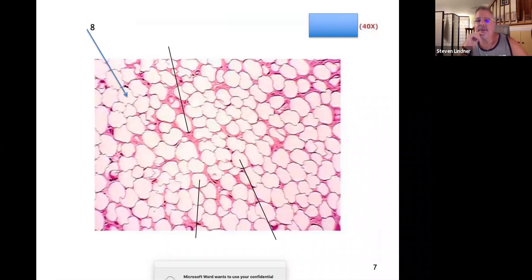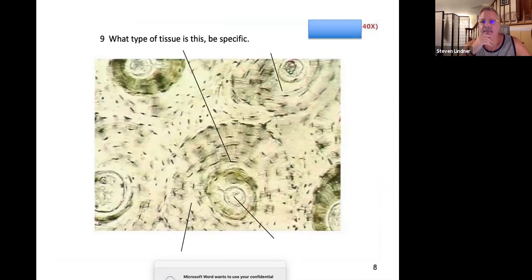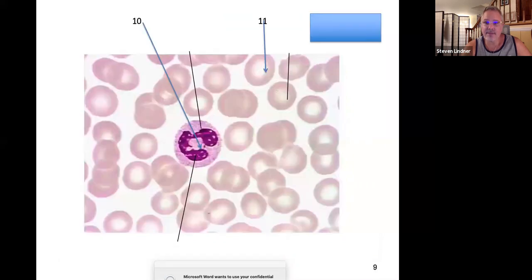What type of connective tissue? I said connective tissue, I didn't say epithelium. So this is adipose or adipocytes. What type of tissue is this? Be specific. So it is connective tissue, but what type? You would say bone, or you could say compact bone, or the osteon. So these have all different possibilities.